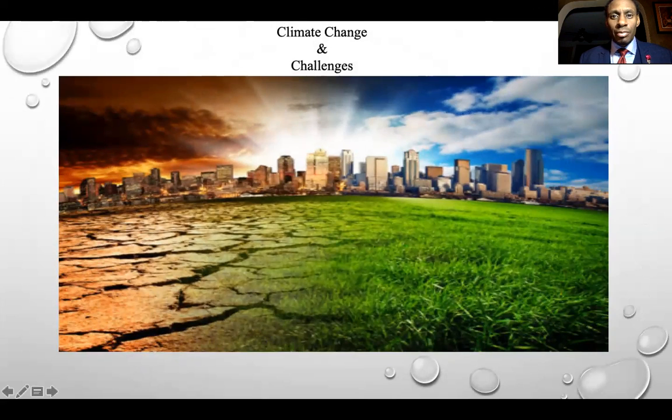Climate change and its challenges. Start with that. First, let me give you the definition of climate change. Climate change occurs when changes in Earth's climate system result in a new weather pattern that lasts for at least a few decades, and maybe for millions of years.